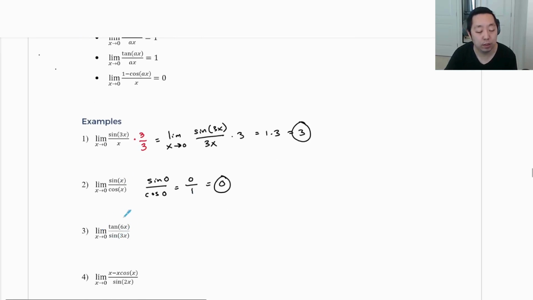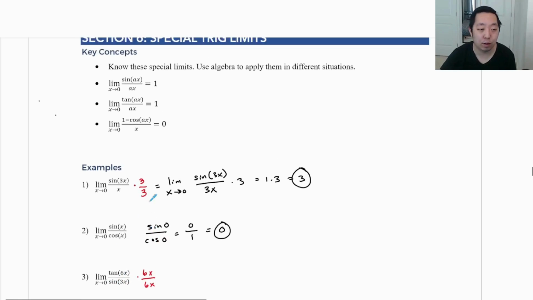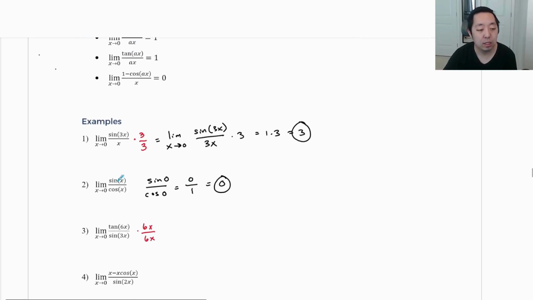Now, how about this one? This one, I would like the tan 6x to have a 6x on the bottom. So what I'm going to do is multiply by 6x over 6x on the top and bottom. And then for the sine of 3x, it's okay if it's reversed. It's like upside down. It's still 1. So it could be 3x over sine of 3x. So what I want is I want a 3x on the top. And this 3x is going to be lumped with this sine of 3x.